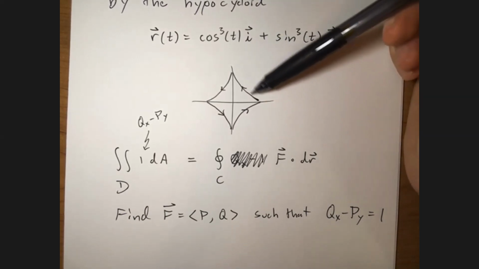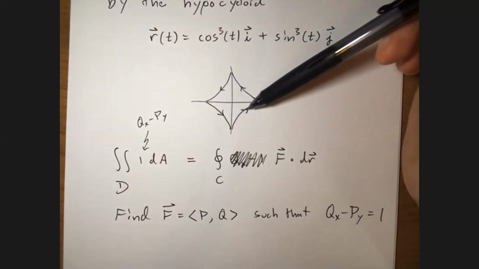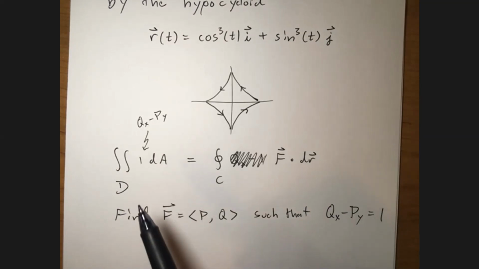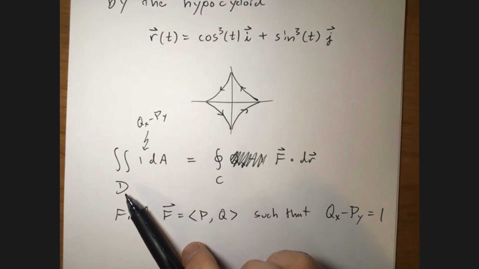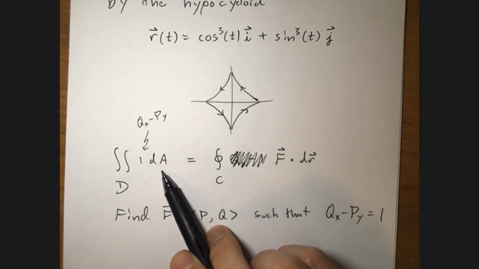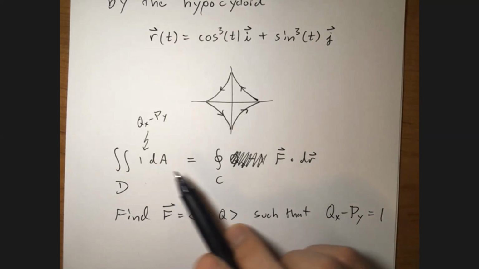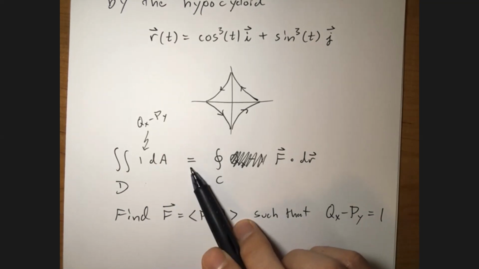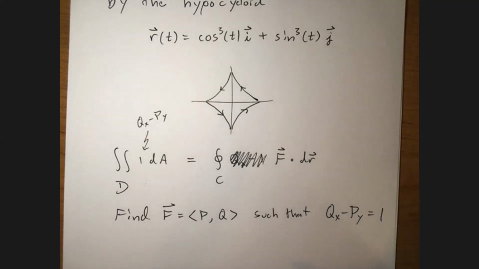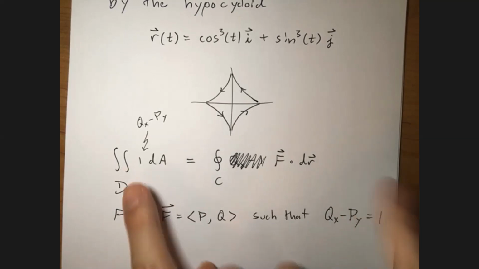So here we are. Here's the picture of the hypercycloid. We're going around counterclockwise, as we saw in Desmos, right? So the region that we're finding the area of, let's call that D. And so the area is given by integrating 1 with respect to the area. And that is equal to, according to Green's theorem, the integral of F dot dr. Right? That's what Green's theorem said. We just had it written down the other way.